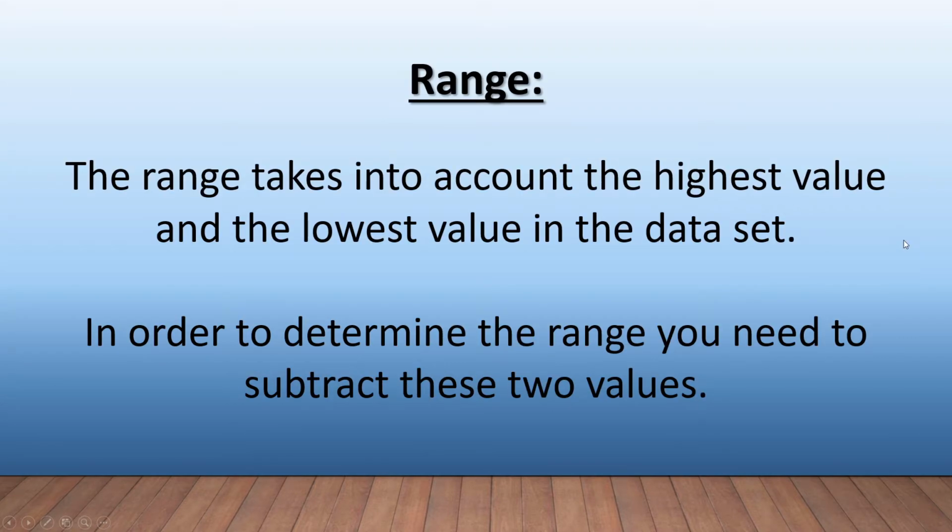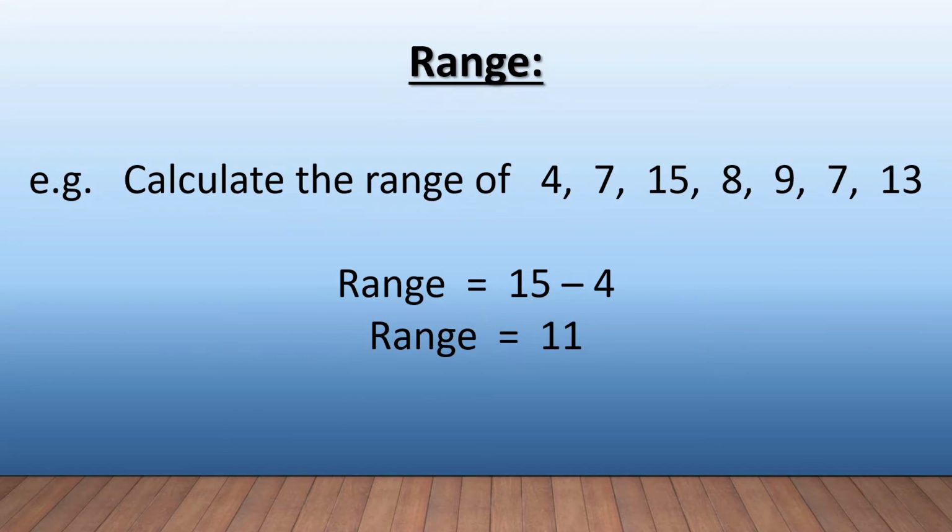So the range takes into account the highest value and the lowest value in the data set. So that's the first thing we identify. Then in order to determine the range, you will need to subtract these two values. So here's an example. Calculate the range of 4, 7, 15, 8, 9, 7, and 13. Our range is, we take the highest value, 15, subtracted from the lowest value, which is 4, and therefore our range is 11.